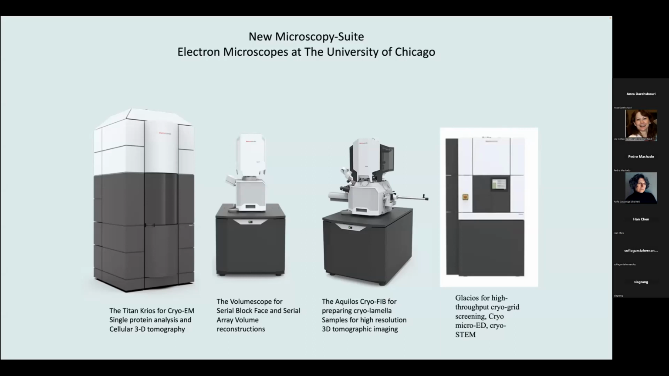Our facility has grown over the last couple of years, and we've just created a new EM suite. We have a Titan Krios, a volume scope for large volume imaging, an Aquilos 2 for cryo-FIB milling, and we just added a Glacios. So we have this new facility. We work with internal users and external users, so if anything I talk about is interesting, reach out. We can see if we can help with your research.